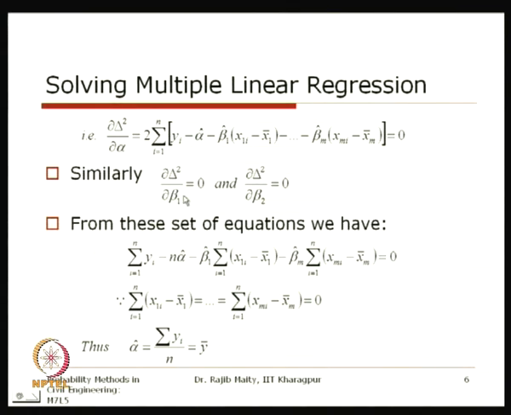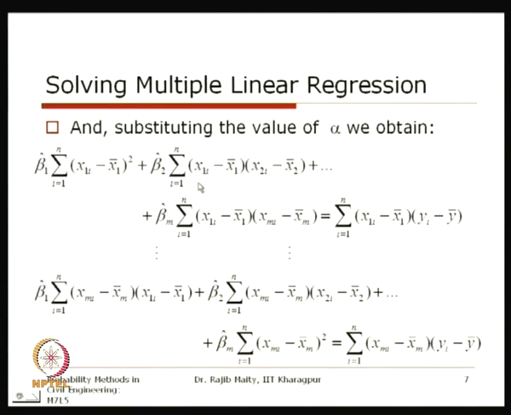Now, there are the remaining m equations, which are the partial derivatives with respect to all m betas, beta 1, beta 2 up to beta m, and there also we will get alpha. If we put the estimate of alpha back, we get a set of equations like this: beta 1 hat, the estimate of beta 1, multiplied by the summation of (x 1 i minus x 1 bar) whole square, plus beta 2 hat times (x 1 i minus x 1 bar) into (x 2 i minus x 2 bar), and so on up to beta m, which equals (x 1 i minus x 1 bar) multiplied by (y i minus y bar). This summation is over all n observations.